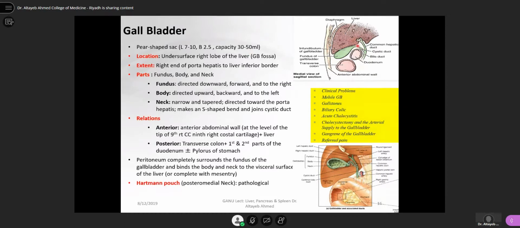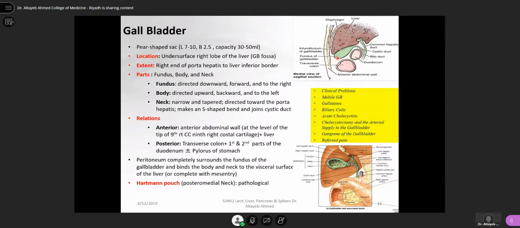The location of the gallbladder is under the visceral surface, or the inferior surface, of the liver. It extends from the inferior border of the liver backward up to the porta hepatis, and this is very important because the fundus is intimately related to the anterior abdominal wall at the junction of the transpyloric plane with the ninth right costal cartilage. And this is important because in abdominal examination, if you find a mass or a lump in this region, you need to think that there is a problem in the gallbladder.